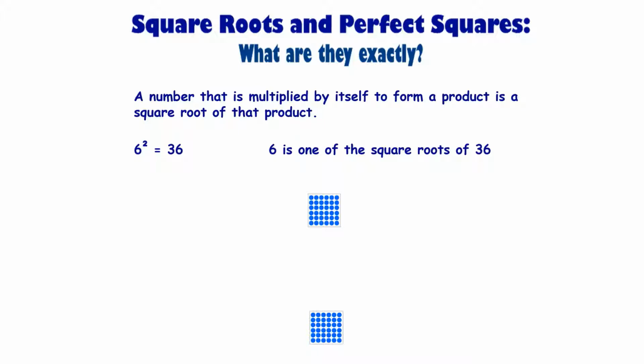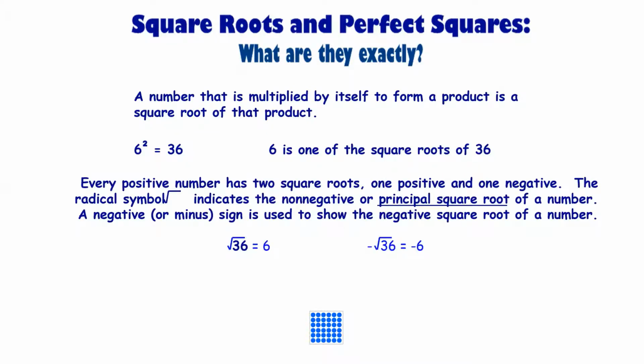For example, 6 squared will equal 36 because 6 times 6, which is itself, is 36. 6 is one of the square roots of 36. Every positive number has 2 square roots, one positive and one negative. The radical symbol indicates the non-negative or principal square root of a number. A negative or a minus sign is used to show the negative square root of a number.